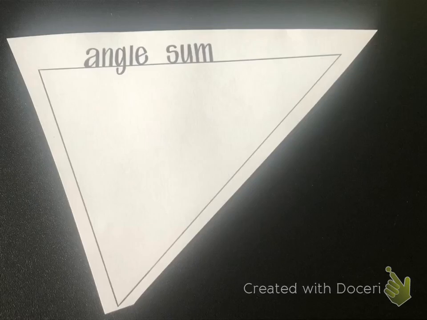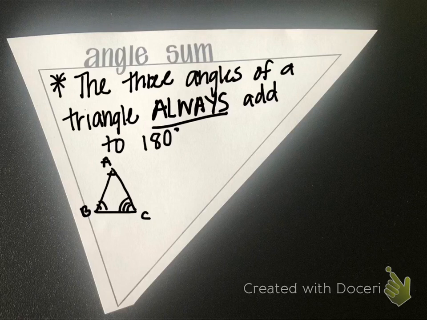Alright, next we're going to go into one of our properties here. It's called the angle sum theorem. Okay, and so our theorem tells us here that the 3 angles of a triangle always add up to 180 degrees. So that means if we have a triangle A, B, and C, the measure of angle A plus the measure of angle B plus the measure of angle C is going to equal 180.